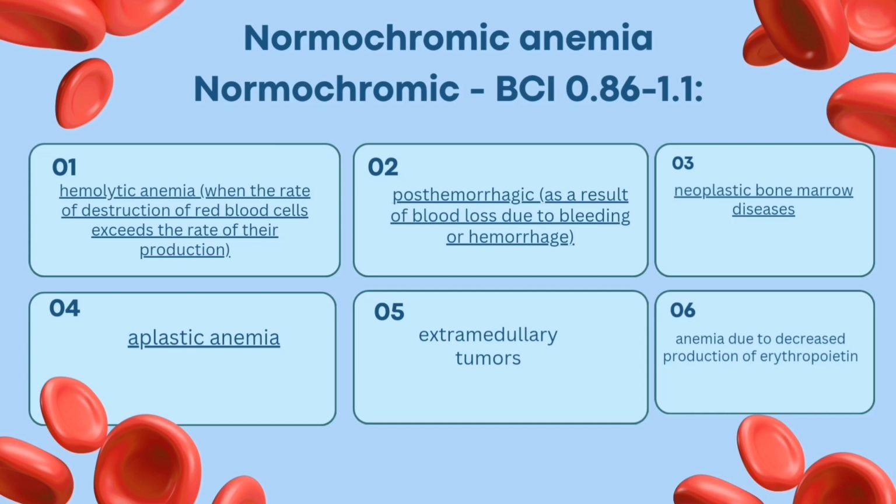Normochromic anemia means a blood color index between 0.86 and 1.1, and this is classified into 6 types. First, hemolytic anemia; second, post-hemorrhagic anemia; third, neoplastic bone marrow disease; fourth, aplastic anemia; fifth, extramedullary tumors; and sixth, anemia due to decreased production of erythropoietin. If you see normochromic anemia, we need to research these six diseases. Hemolytic anemia means the rate of destruction of red blood cells exceeds the rate of their production.